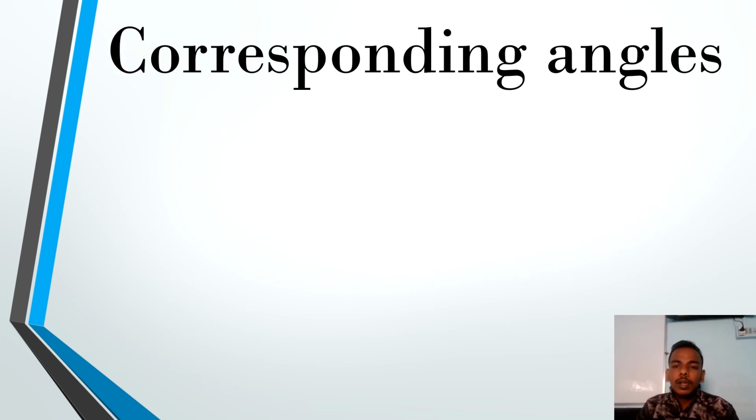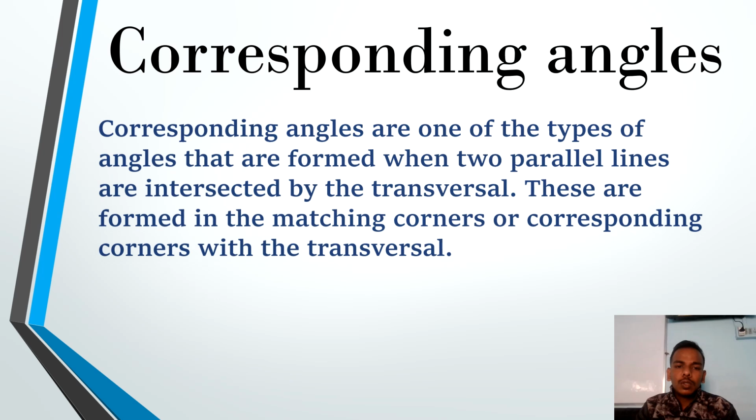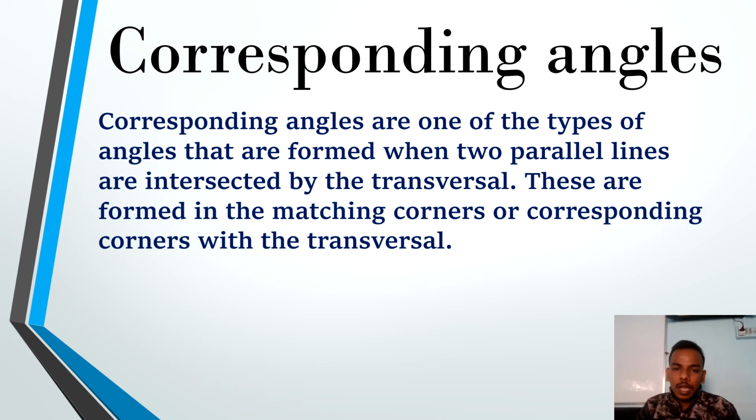First we will see the corresponding angles. So what do you mean by corresponding angles? The corresponding angles are one of the types of angles that are formed when two parallel lines are intersected by the transversal. These are formed in the matching corners, the corresponding corners, with a transversal. This is the official definition of corresponding angle.